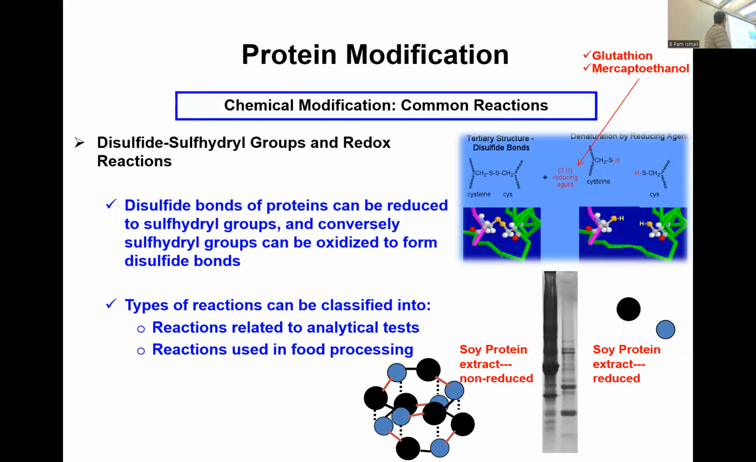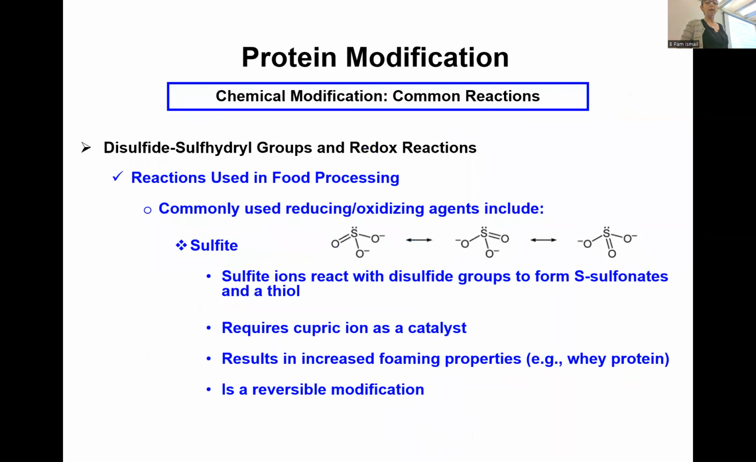All right, so disulfide, sulfide groups and redox reactions. So chemical reactions that induce or cause disulfide interchange or reduction. So adding a reducing agent, like glutathione or mercaptoethanol, we do that mostly for analytical purposes, so that we can look at the proteins separated on the gel. But in industry, they can use sulfides.